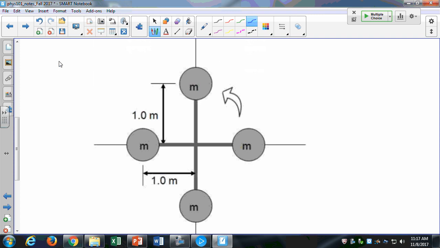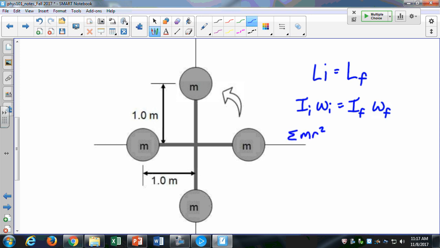And so what I'm going to do is, I'll say that Li is equal to Lf. That is I initial omega initial is equal to I final omega final. I initial is going to be the sum of mr squared. I know that I do this because it's not one of our regular shapes, that it's actually a particle that is rotating about a central axis of rotation. And so I'm going to treat this like a collection of particles. So it's the sum of mr squared times omega initial is equal to the sum of mr squared omega final. And now I can start putting in some numbers here.